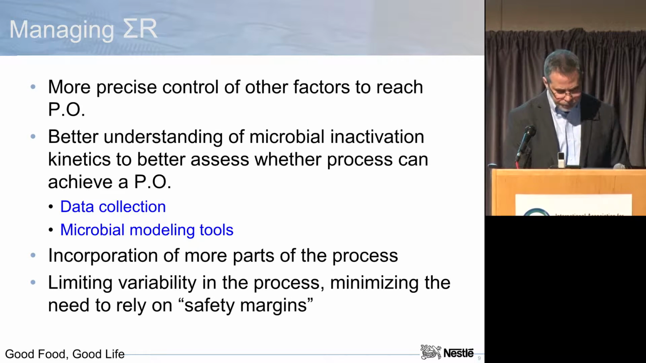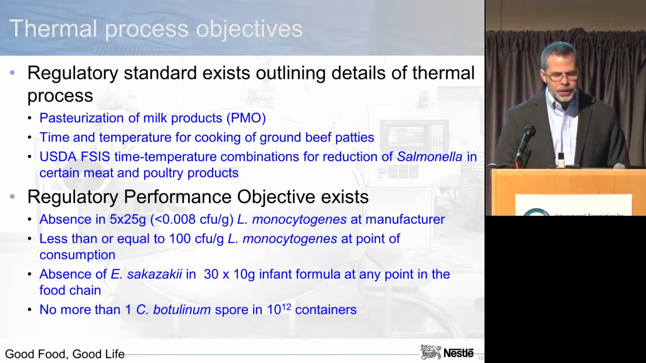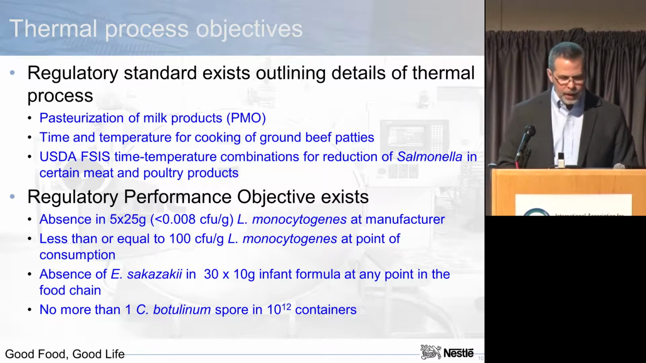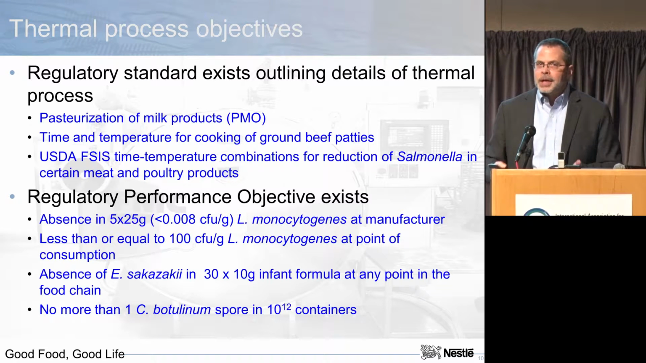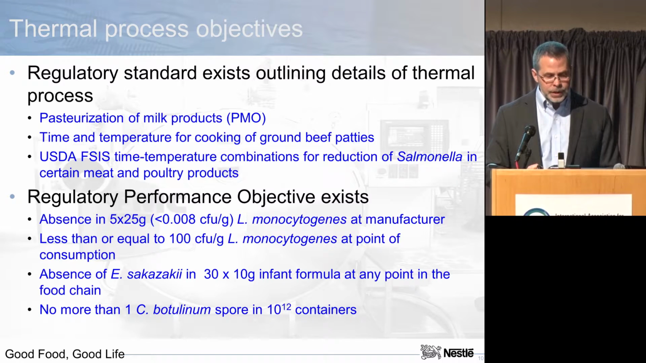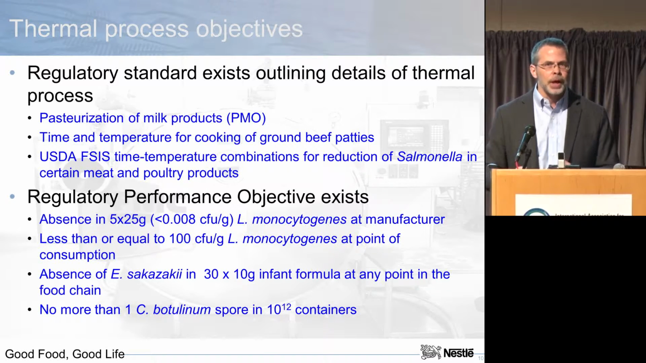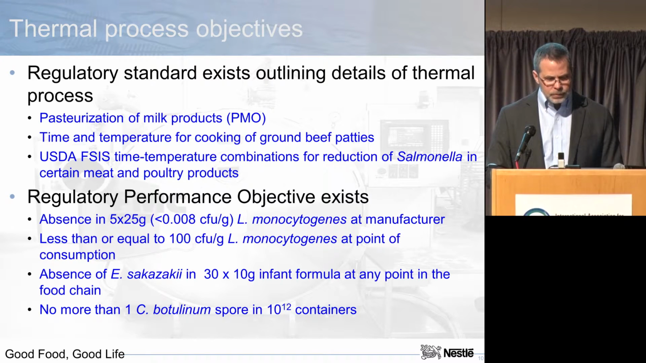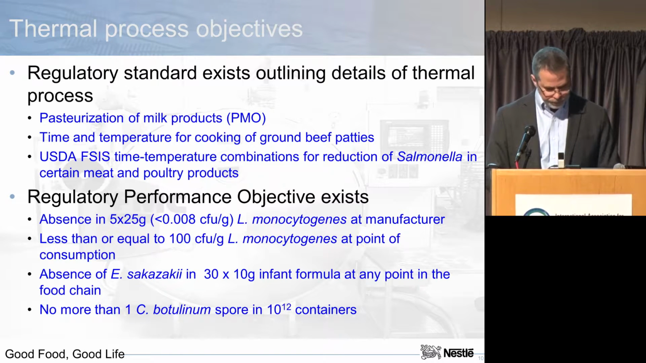Okay, so where do we get our thermal process objectives? A little of this is a repeat of what was said earlier. The objectives for my thermal process can come from a variety of sources. In a lot of cases, as Nancy mentioned, there's a regulatory standard that might outline the details of the thermal process. We have PMO that's pretty specific. We have, in the FSIS regulation, times and temperatures of cooking meat patties that are quite specific, and we can often just use that data without having to do much work ourselves, just demonstrate our process works. There are time-temperature combinations for reduction of Salmonella in certain meat and poultry products, also in FSIS regulation.